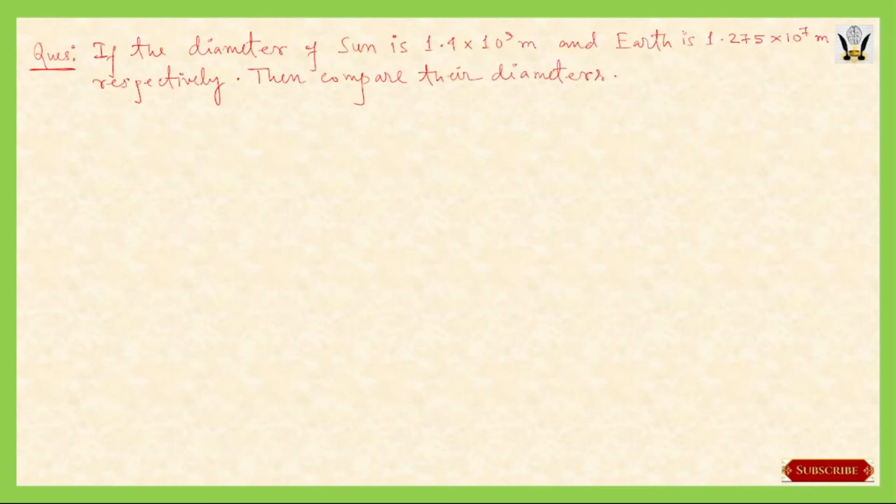Next we have one other problem. It says that if the diameter of the sun is 1.4 into 10 to the power 9 meters and the earth is this, respectively, then compare their diameters. So for the sun the diameter is 1.4 multiplied by 10 raised to positive 9, and for the earth the diameter is 1.275 into 10 raised to positive 7. This is in meters, and we need to find the ratio of their diameters.